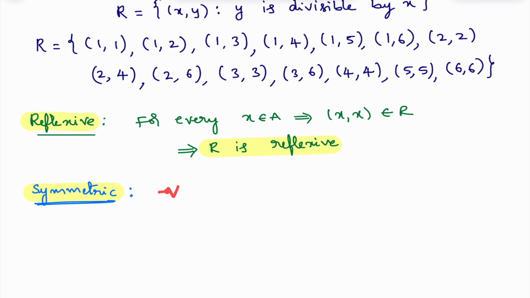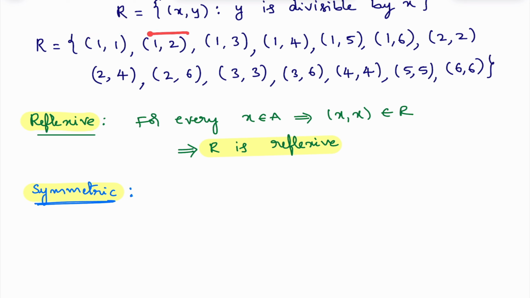What is the symmetric definition? For every ordered pair x comma y in the relation, y comma x also must be present in the relation. Okay, now you know that. See, this is the relation. I'll check for every ordered pair. 1 comma 1 is there. For this type of elements, 1 comma 1, 2 comma 2, 3 comma 3, they always satisfy the symmetric condition.